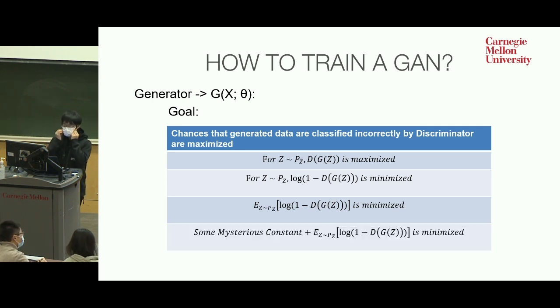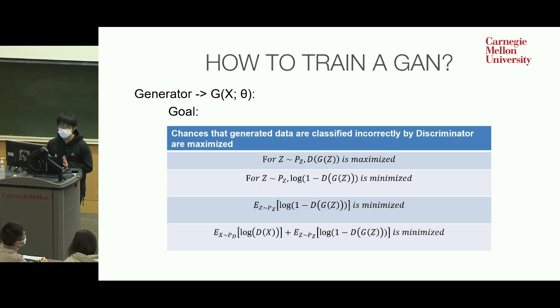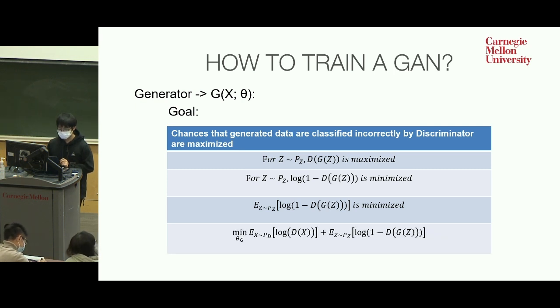And minimizing that function is simply equivalent to minimizing its summation with some mysterious constant. We change the mysterious constant to become something on the left. As you can see, we put it into the mathematical form. We change the parameter of the generator and try to minimize this whole equation. Looks good? Any question? If there's any question, feel free to interrupt me at any time.